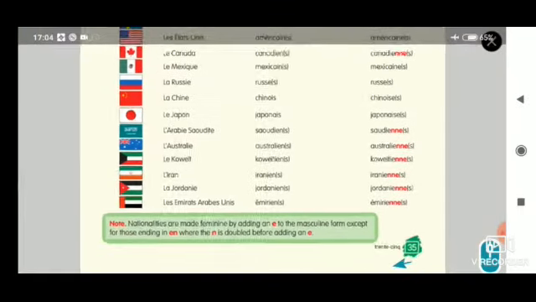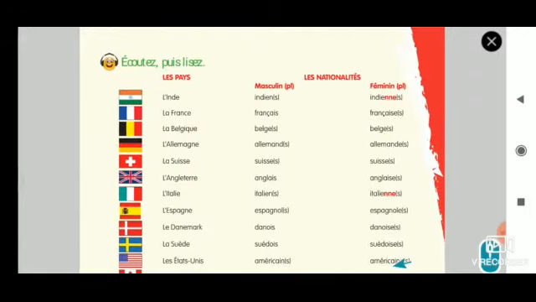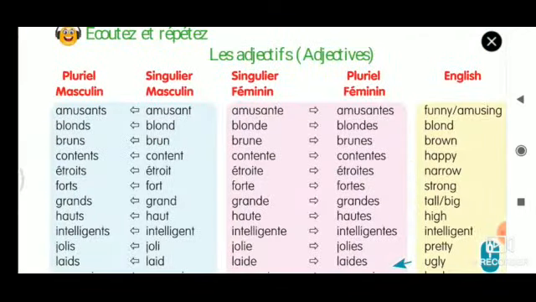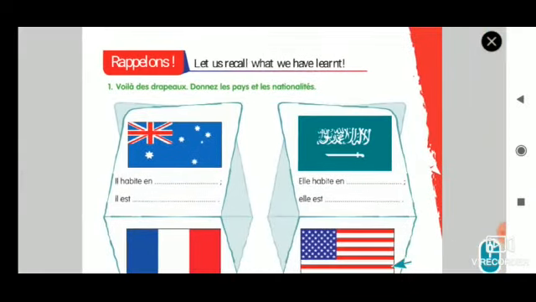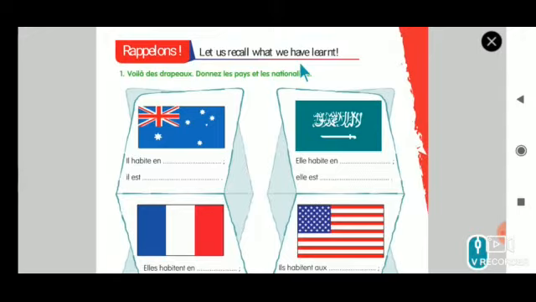So please remember the nationalities. So this is what will be asked in the online test today. So now let us see the exercise based on nationality. Okay, so this is the exercise based on nationality. So the first thing we have to do is: voilà les drapeaux, donnez les pays et les nationalités. Okay, so that is what is given.